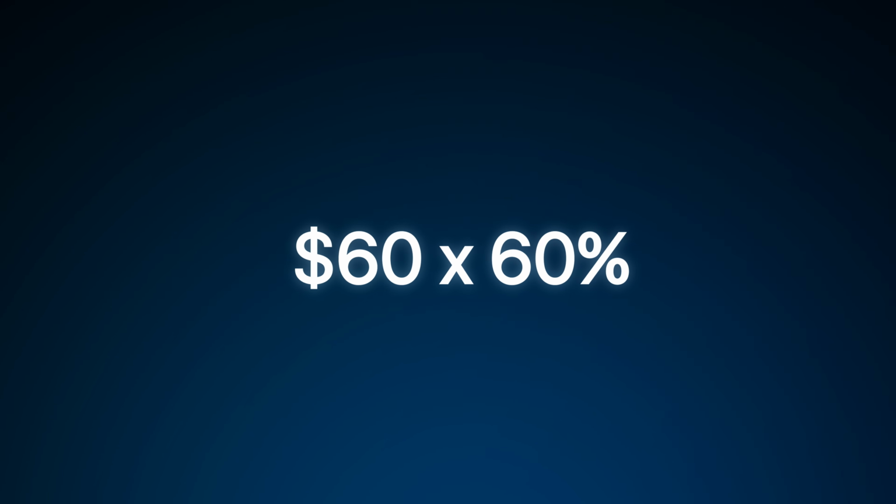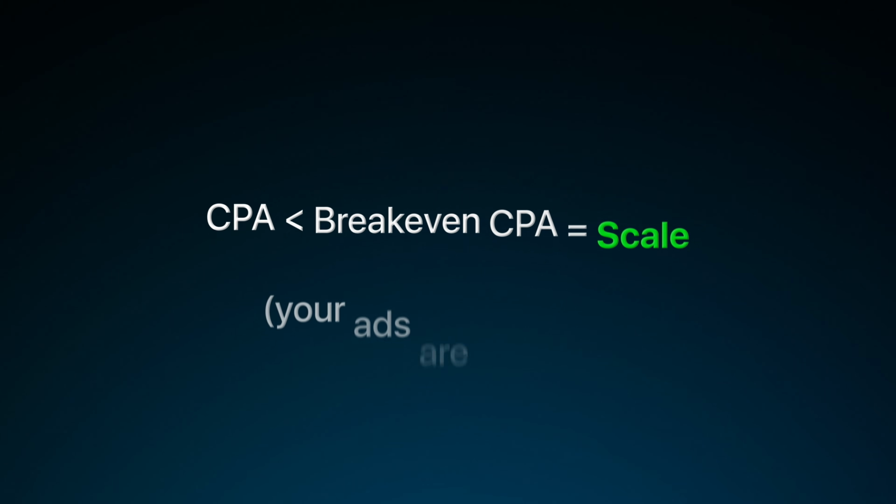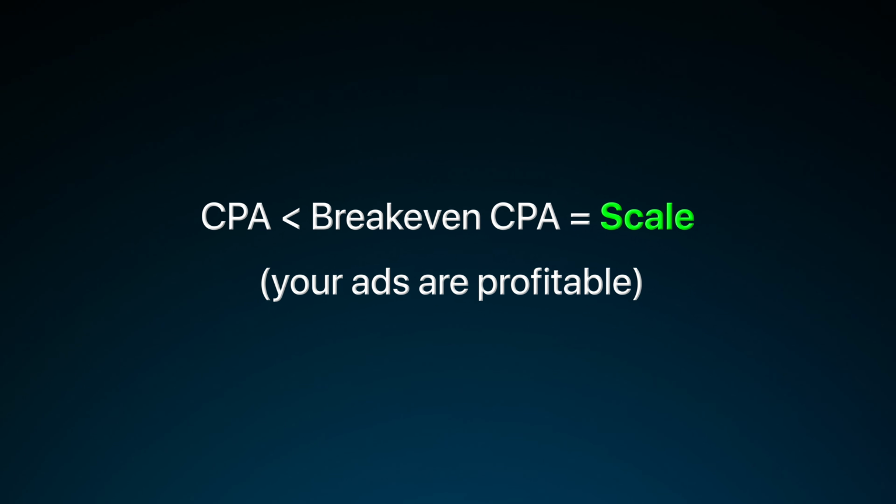the gross margin. So let's say that every time a customer buys from your store, on average, you get $60 in revenue. And let's say that your gross margin is 60%. So basically 40% of that $60 you have to spend on fulfilling the product. Then all you have to do is take the $60, multiply it by 60%, and you find out that your break-even CPA is $36.